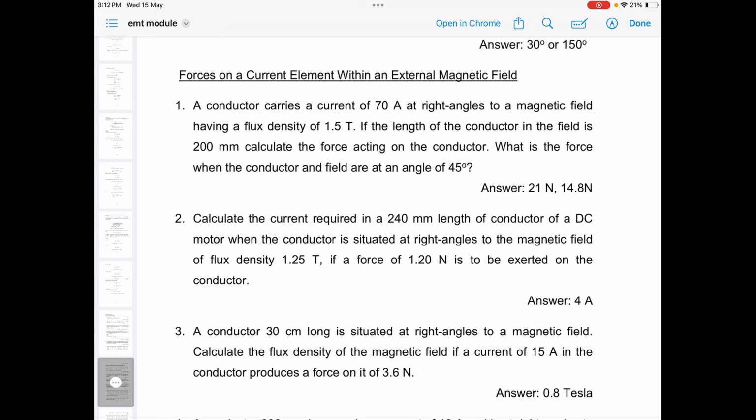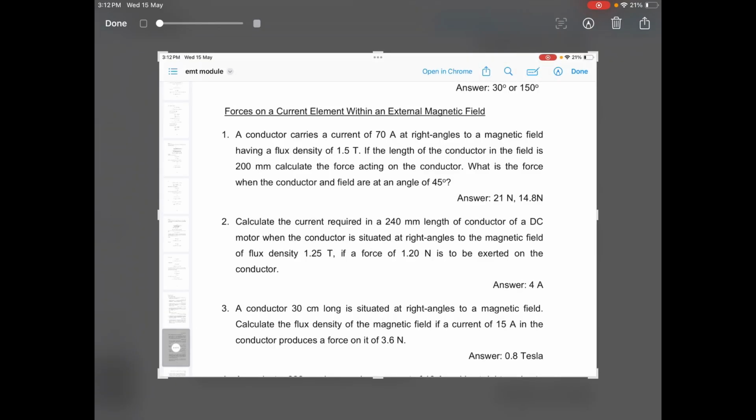Okay, we look at the next question. Question number 2.